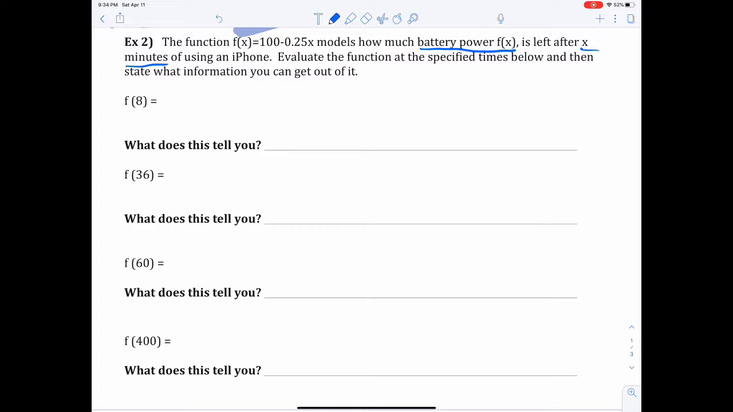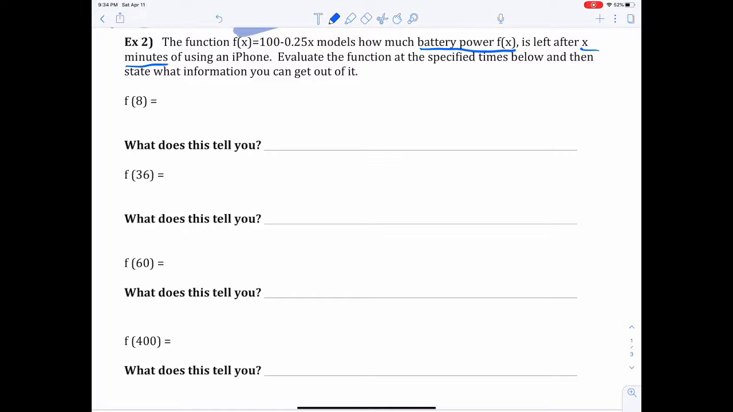Okay, so I like to think about what this question is even talking about. This is the equation here, and it's going to tell us how much battery power f of x is after x minutes of using an iPhone. So it's kind of like a battery percentage calculator.